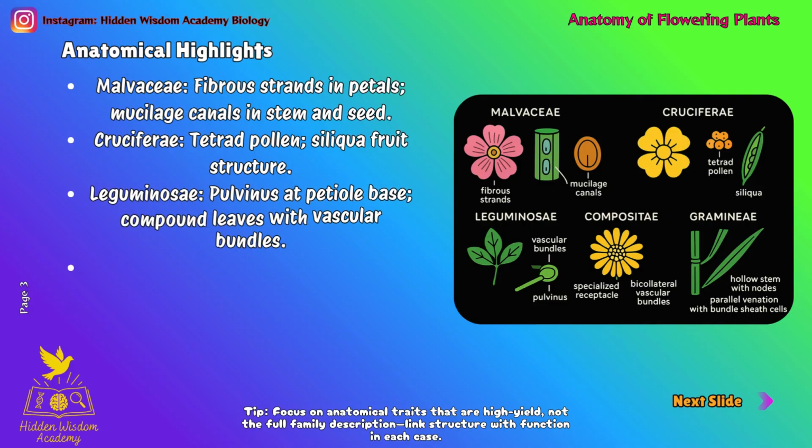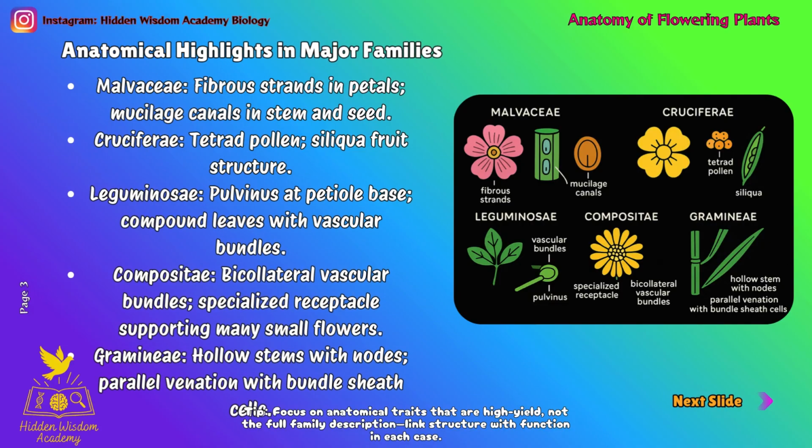We will look at key anatomical features in some major plant families that are often asked in exams. In Malvaceae, fibrous strands in petals and mucilage canals in stem and seeds help in support and water storage. In Cruciferae, tetrad pollen and the siliqua fruit are characteristic.